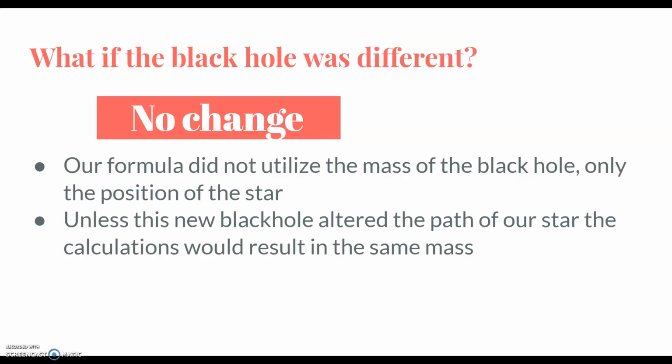We can also ask ourselves the question, what if the black hole had been exchanged with a different black hole? Well, because our formula did not utilize the mass of the black hole, it only utilized the position of the star, if this new black hole did not alter the path of our star, then our calculations would result in a black hole of the same mass. Therefore, there would have been no change.